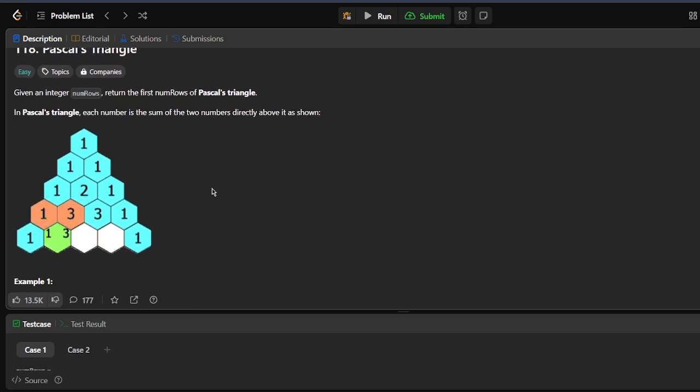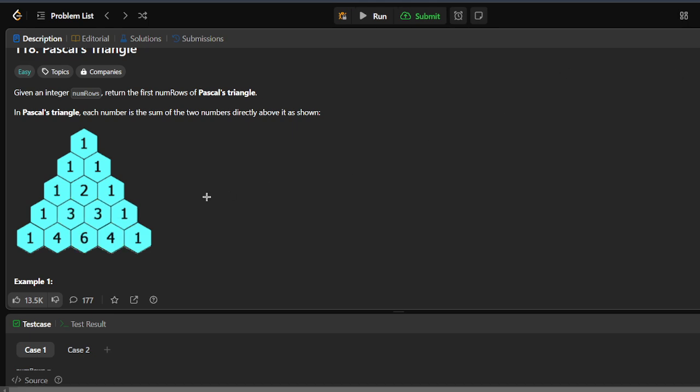Okay. Now let's see what the question says and what Pascal's triangle is. Given an integer numRows, return the first numRows of Pascal's triangle. In Pascal's triangle, each number is the sum of the two numbers directly above it, as shown. Now let's see what Pascal's triangle is.